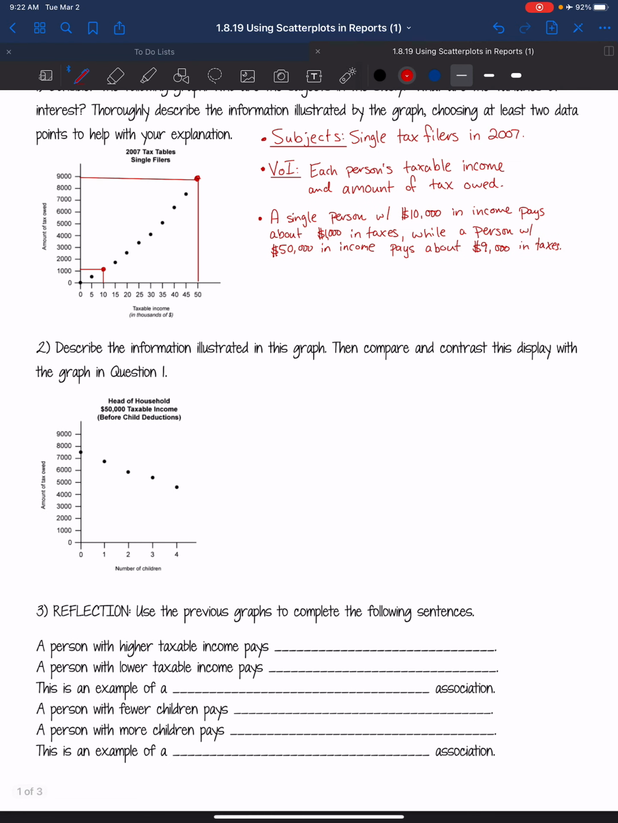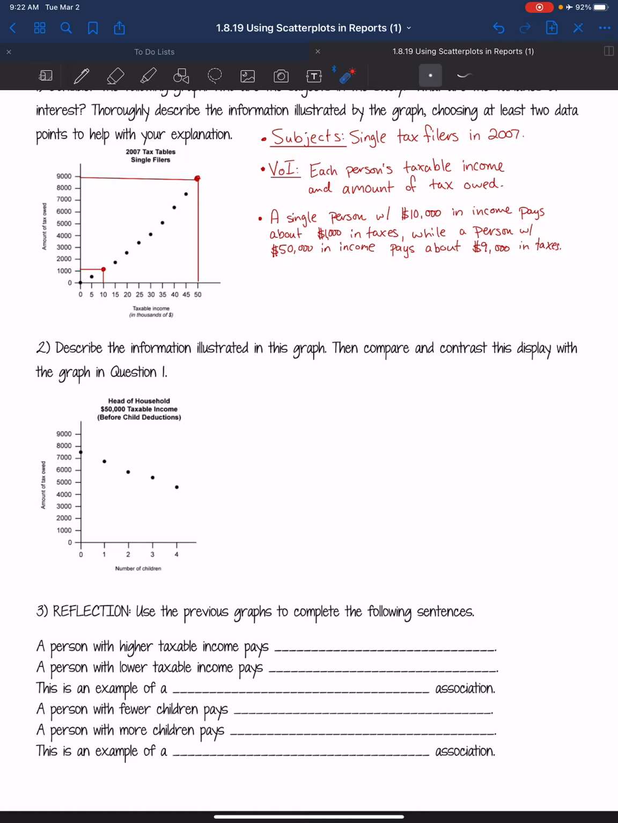Number 2 says, describe the information illustrated in this graph, then compare and contrast this display with the graph in question 1. So if I'm looking at this graph, first off, the first thing I notice is that this original graph in number 1 is going up. It has a positive trend in taxes paid. Meanwhile, the second one is talking about the head of household, $50,000 taxable income before child deductions. And I notice that this one is going downwards. And so it's going to have a negative trend.